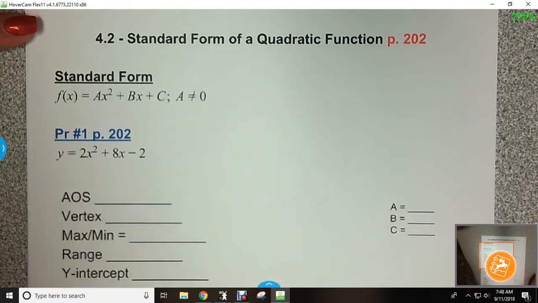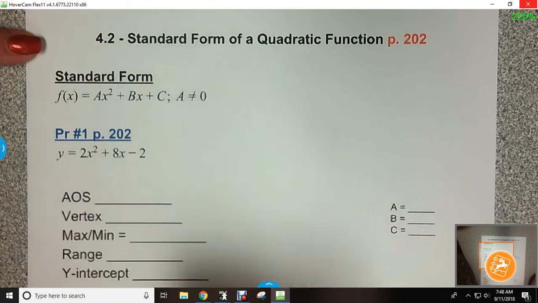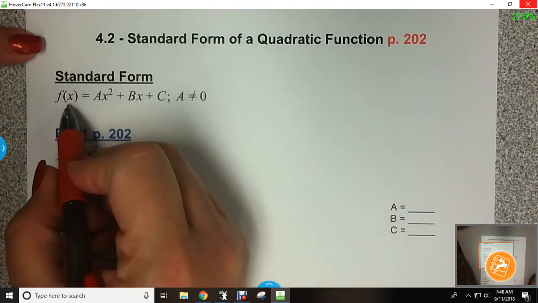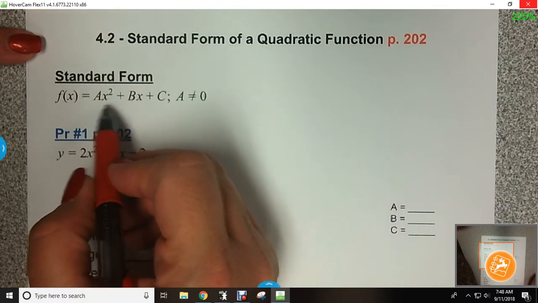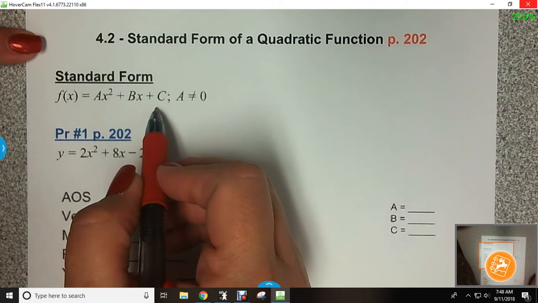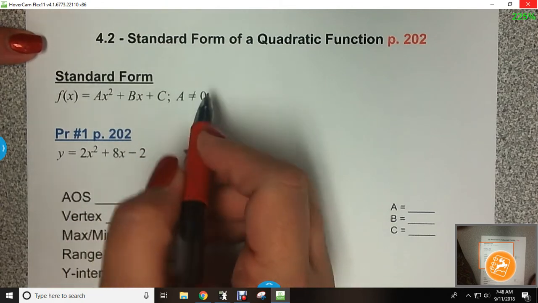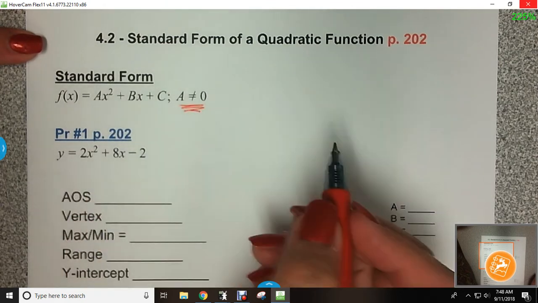Alright, this lesson is on standard form for a quadratic function. In the last section, we talked about vertex form. This is standard form. So standard form is f of x equals ax squared plus bx plus c, and a is not allowed to equal 0.